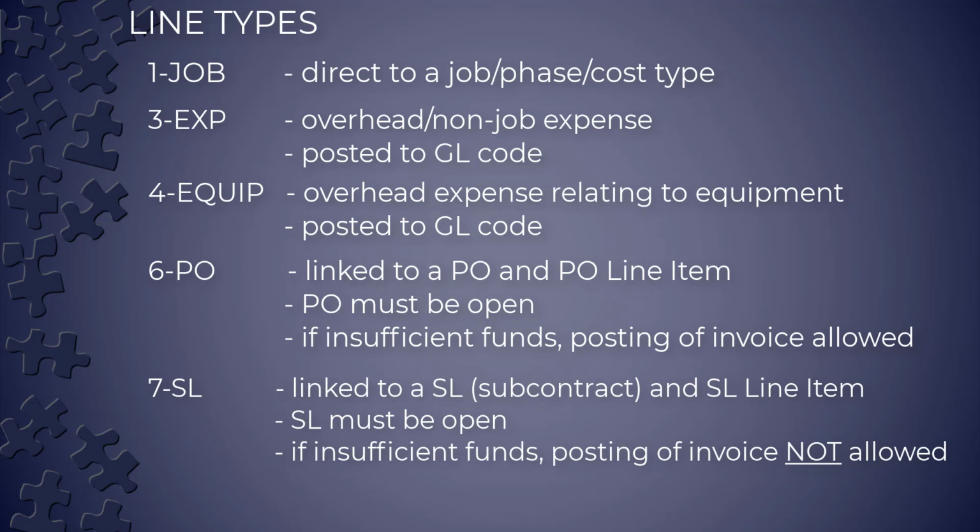Line type 7, SL. These are items linked to a subcontract and SL item. Like a PO, the SL must be in an open state, and if there are insufficient funds, a message will pop up. However, posting of the invoice will not be permitted until additional funds are allocated. Multi, for those of you coming from CI, we no longer have a multi-line type. With AP unapproved, we can now have multiple invoice lines to any combination of line types.